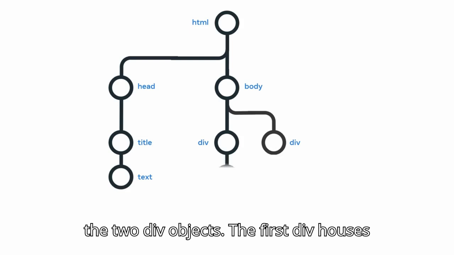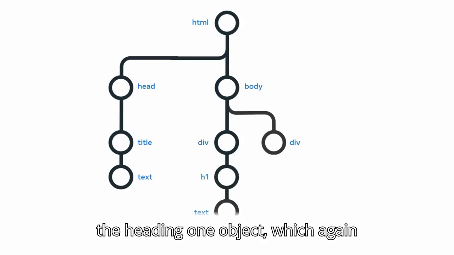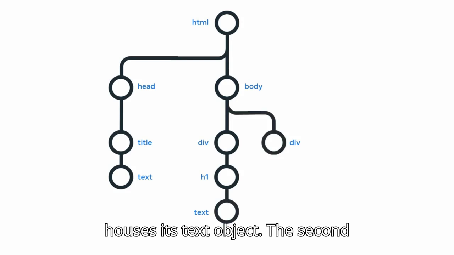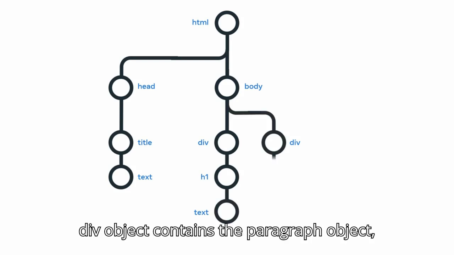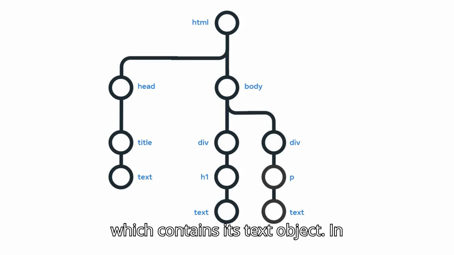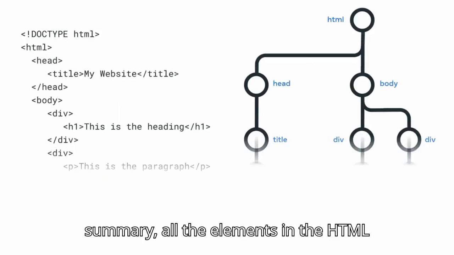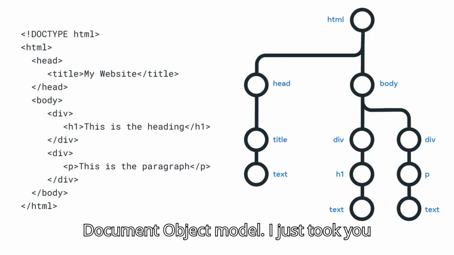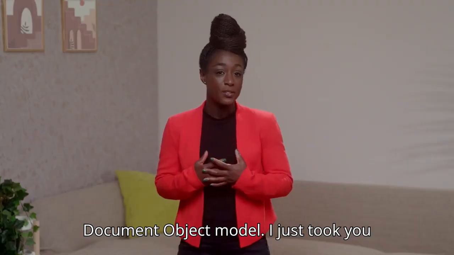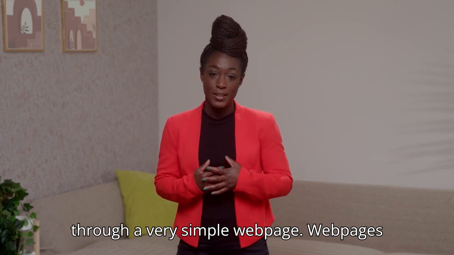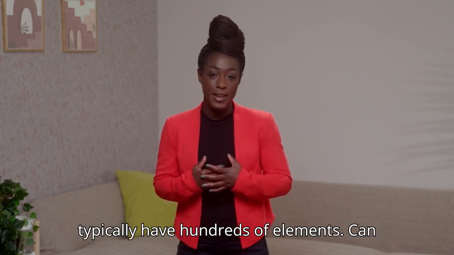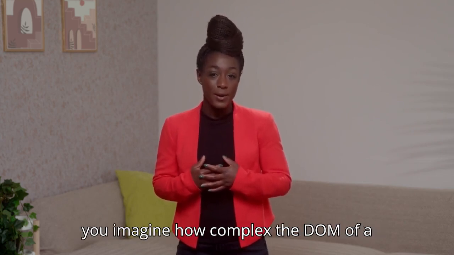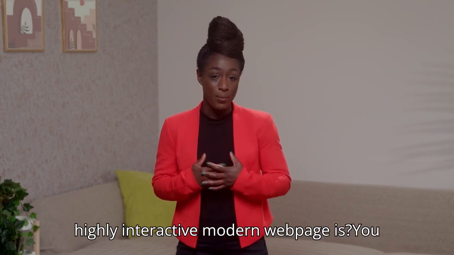The first div houses the heading 1 object, which again houses its text object. The second div object contains the paragraph object, which contains its text object. In summary, all the elements in the HTML file are represented as objects in the document object model. I just took you through a very simple web page. Web pages typically have hundreds of elements. Can you imagine how complex the DOM of a highly interactive modern web page is?